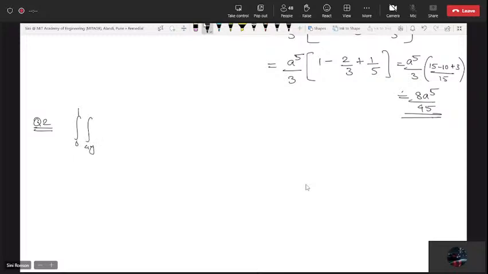4 by 2, 4, and we have e raised to x squared dx dy. Suppose I'm asking you to integrate by changing the order. Change this order. I'm asking you to change the order. So can you tell me what will you do? First of all, you'll have to draw the region.